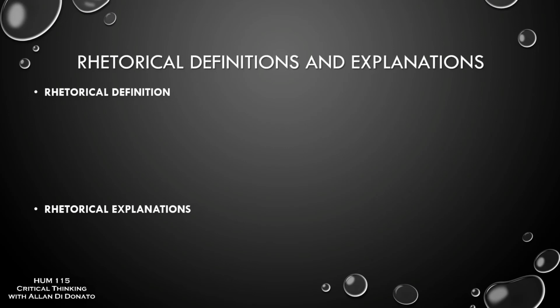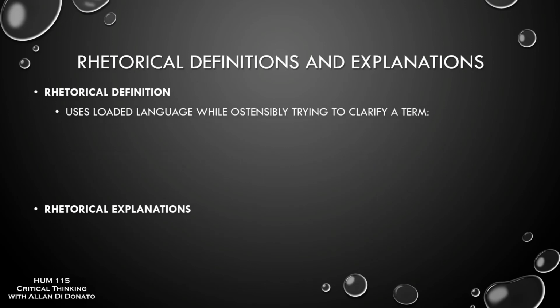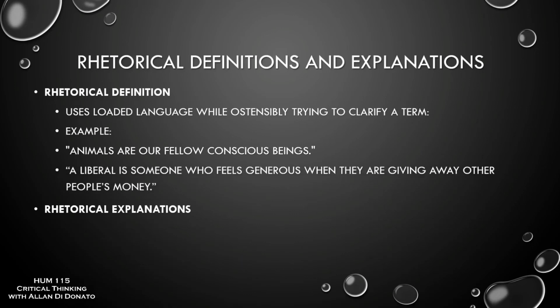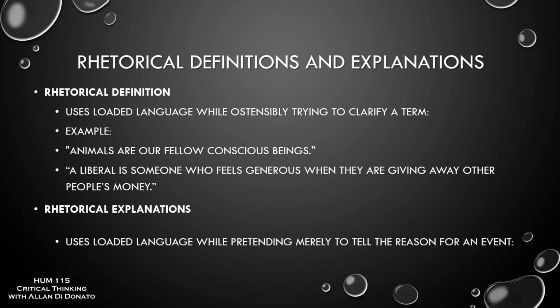So we can talk about rhetorical definition and rhetorical explanation, where we use loaded language to try to, and we already talked about this earlier, so I don't really need to go through this again right now, but the example, animals are our fellow conscious beings. That's supposed to lead you to have more compassion on animals. Liberal is somebody who feels generous when they're giving away another person's money. Kind of a joke, but also rhetorical definition.